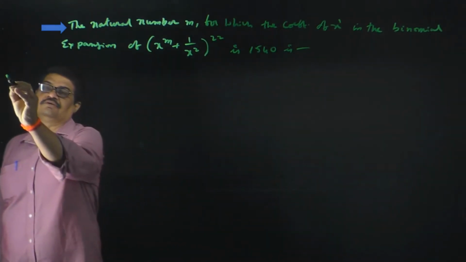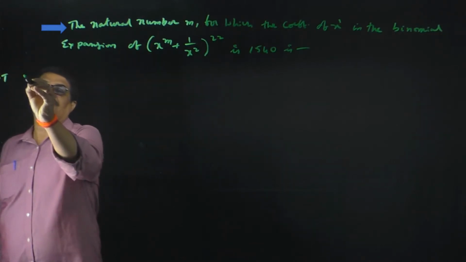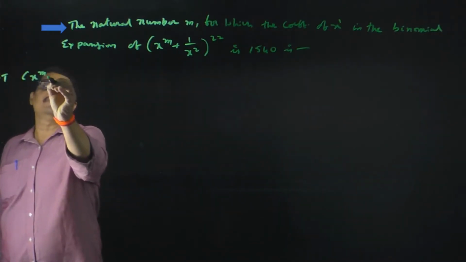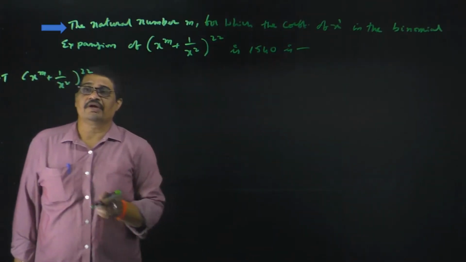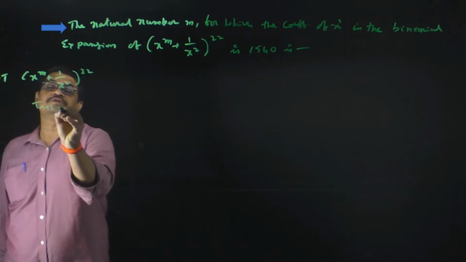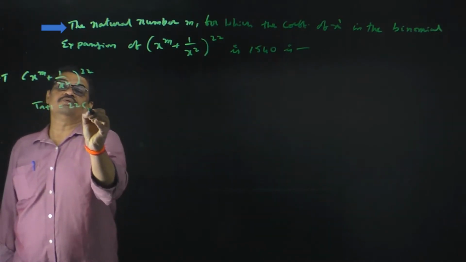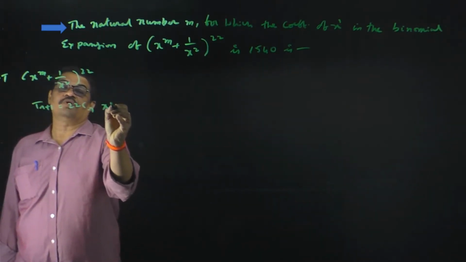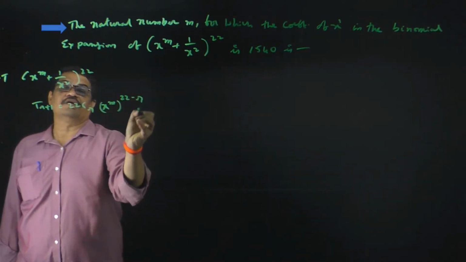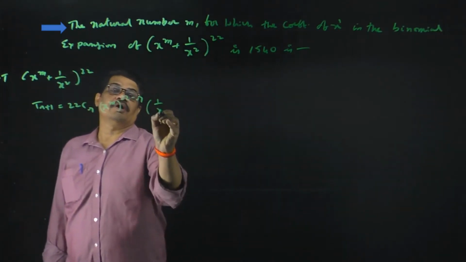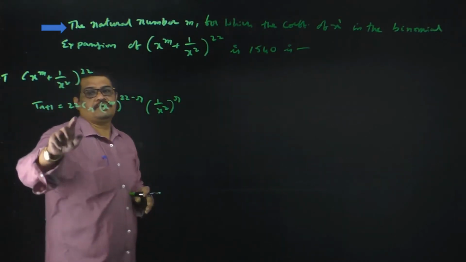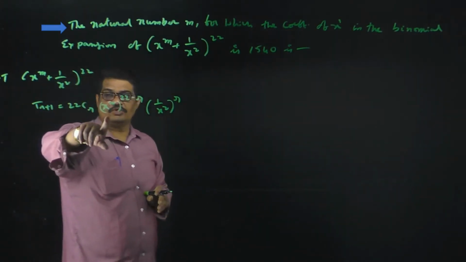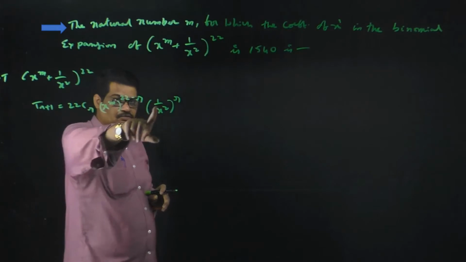See the solution. Given that (x^m + 1/x^2)^22. Now we are writing the general term T(r+1), that is 22Cr (x^m)^(22 minus r) into (1/x^2)^r. This is the general term. So nCr, first term to the power of n minus r into second term to the power of r.